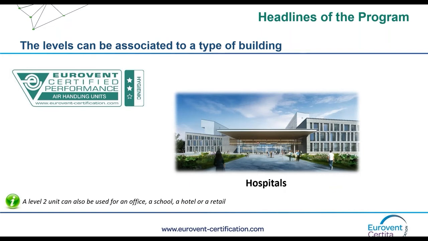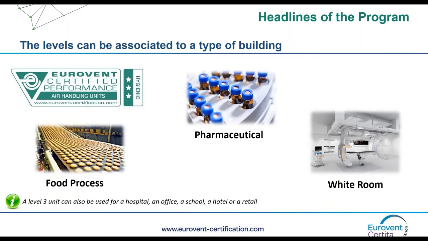Level two could be more dedicated to hospitals. To be precise, it is not dedicated to clean rooms or surgery rooms, but for the building, the hospital. But of course, level two criteria can also be used for offices, schools, hotels, and retail if required. And then level three could be dedicated to very specific processes which require a very high indoor air quality, such as food processes, pharmaceutical industry, and clean rooms. But of course, any designer could request level three for any application if he thinks it is suitable.